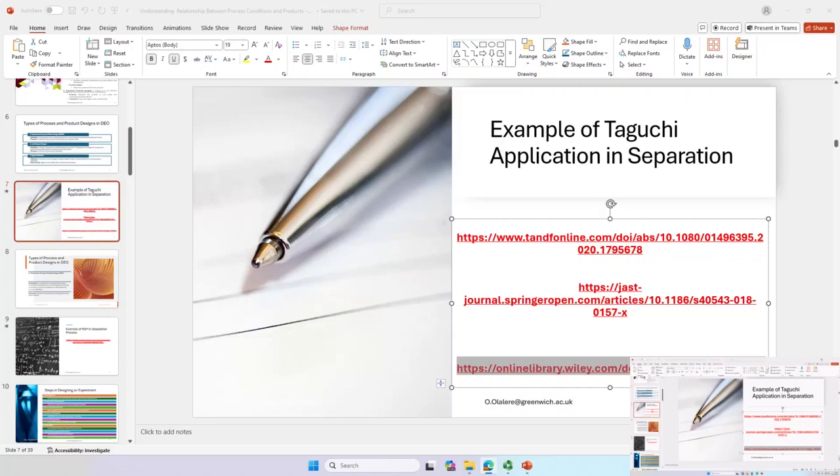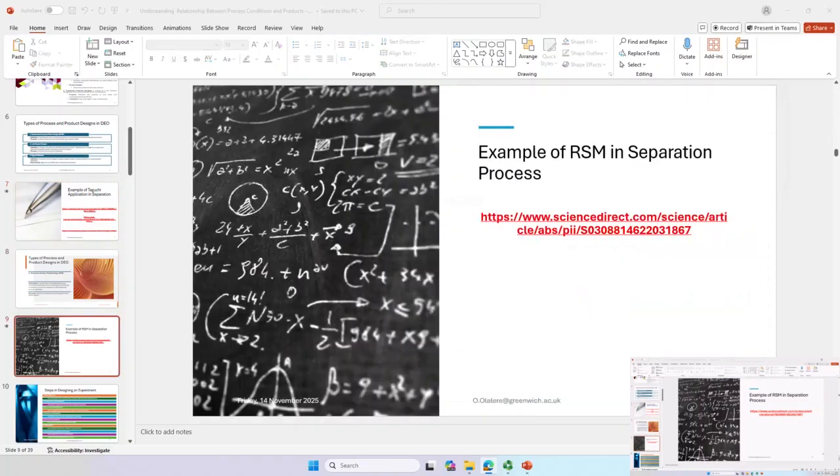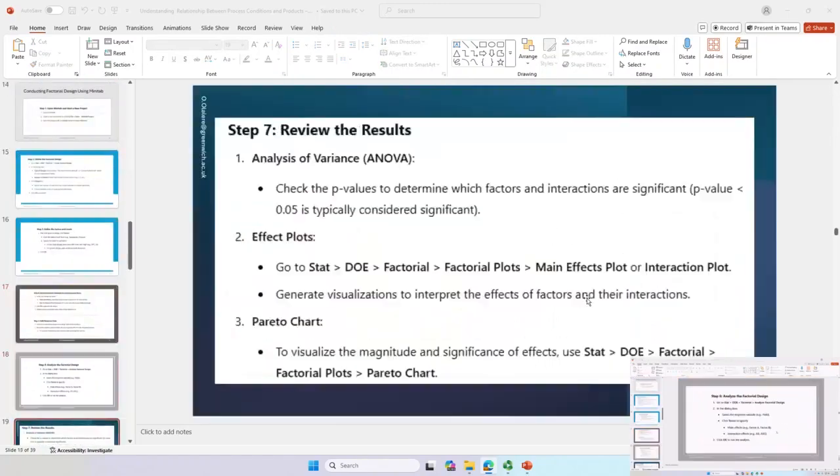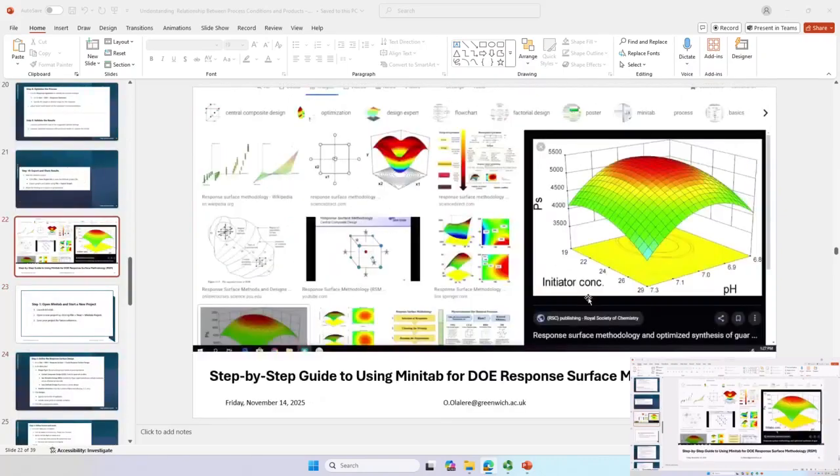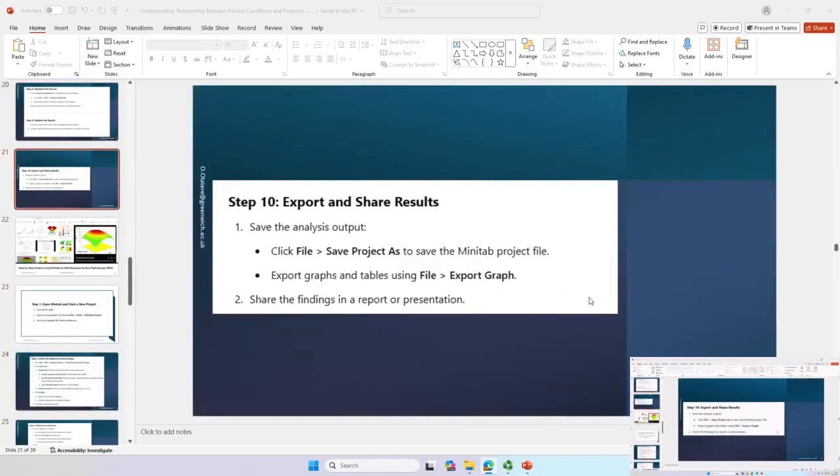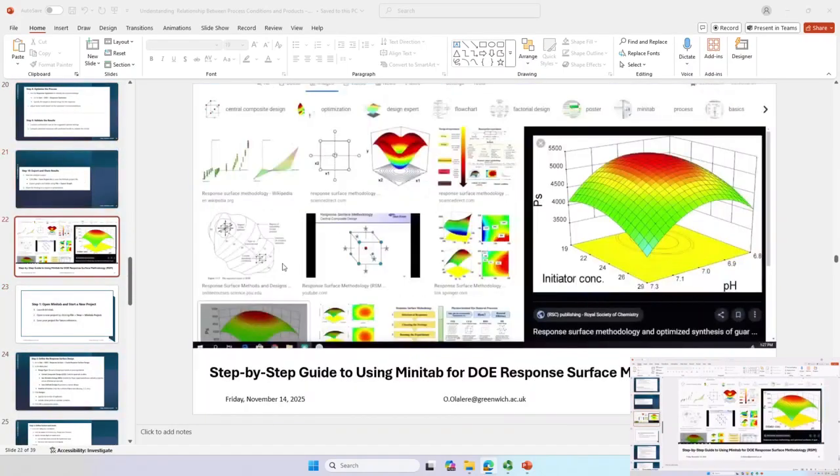So these are just the applications, how we can use it. Let's see if there is something more here. So by next week, we should start. See, these are some of the results.